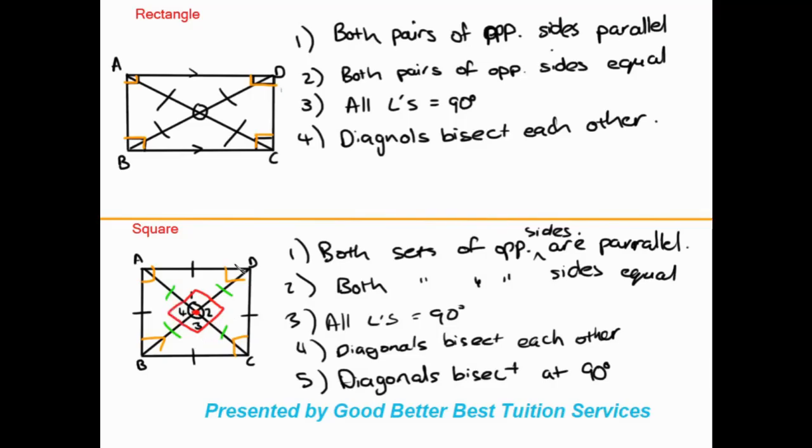Okay? So that means that angle 1 over here is going to be equal to 90 degrees. Angle 2 is also equal to 90 degrees. Angle 3 is 90 degrees and angle 4 is 90 degrees. Okay? So where these diagonals bisect, they form 90-degree angles all around.